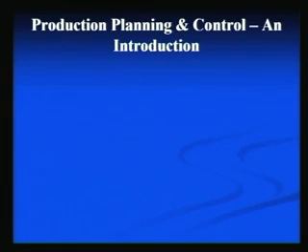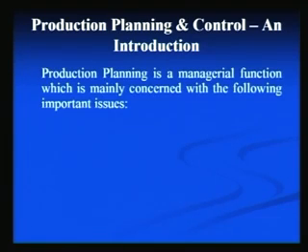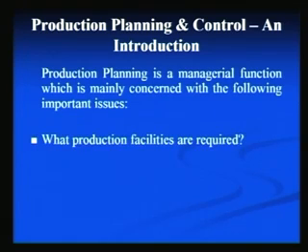First, we will talk about production planning and control. Production planning is basically a managerial function which is mainly concerned with the following important issues. So, we can say this function is performed by the managers in any manufacturing organization. First issue that is covered during production planning and control is what production facilities are required. So, first of all we have to determine our requirements as per the requirements of the product, as per the requirements of our raw materials and other inputs, and as per the constraints imposed by the availability of funds in the organization.